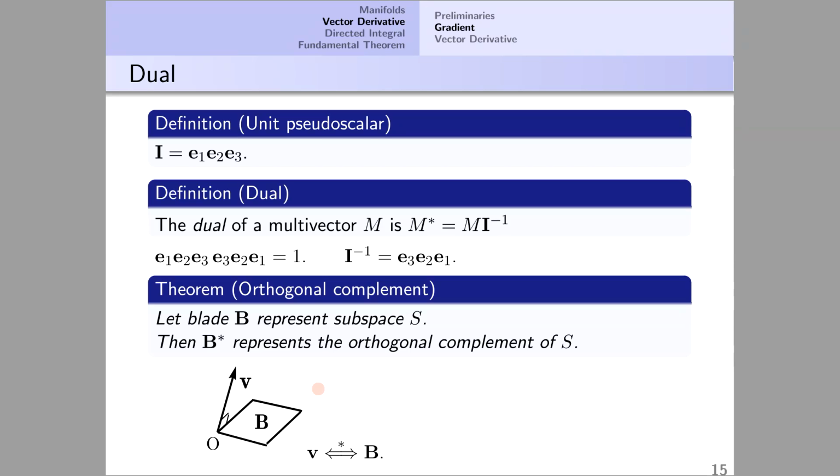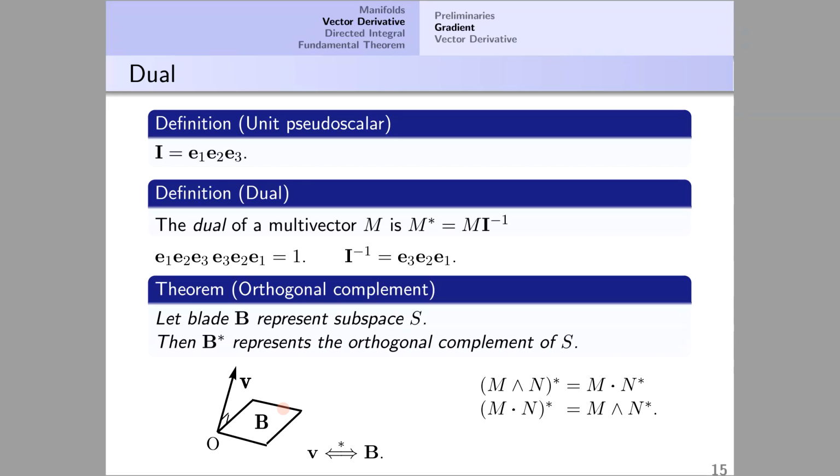Well, not quite. If I take the dual of V to get B, and then I take the dual of B, I don't get V. In fact, I get minus V. But that's okay, because minus V represents the same subspace as does V.